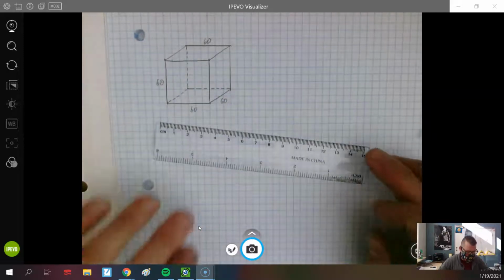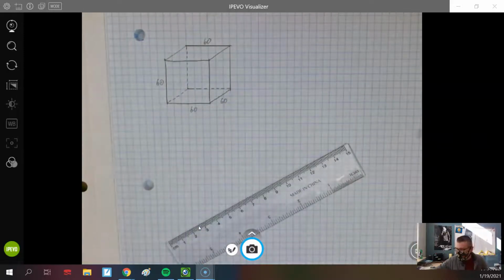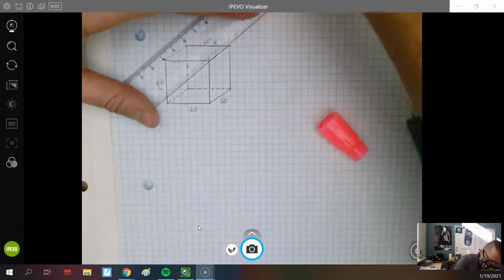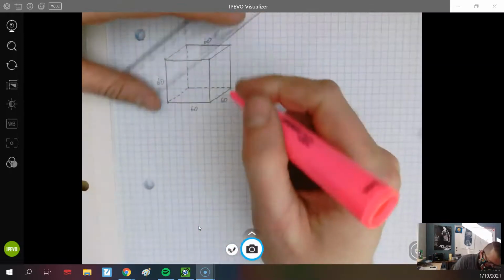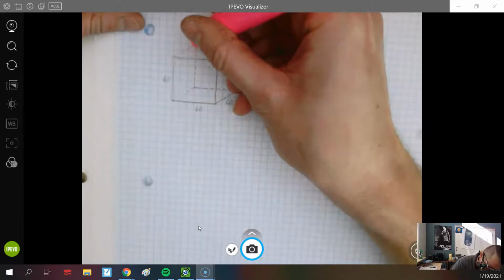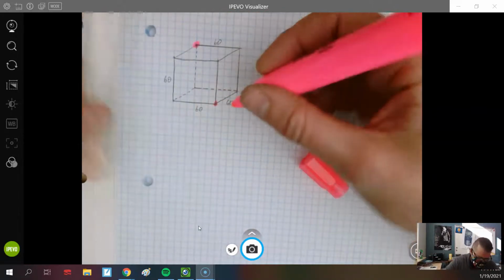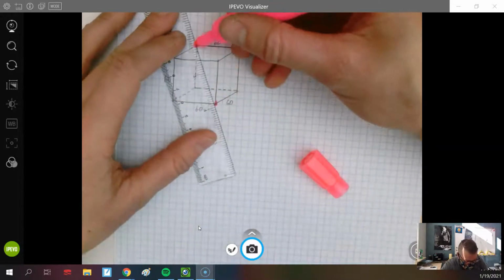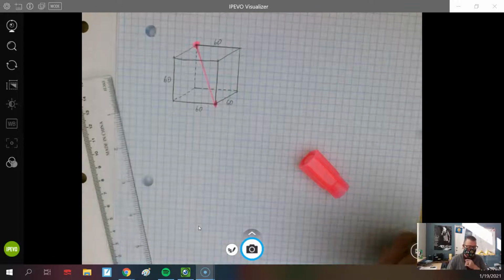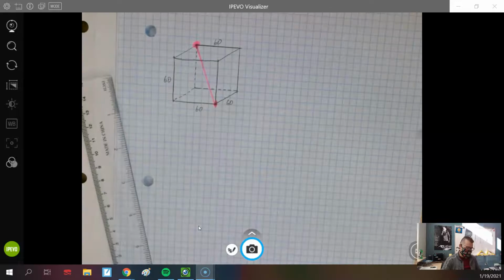So for anyone missing class this week, they now ask us for the length of the diagonal of the box. I'm going to do this with a highlighter because it's kind of hard to see. For drawing purposes, I'm going to draw it from this vertex down to this vertex, from the back corner of the box to the front corner of the box. How long is that? Now, we know just based off reasoning, is that going to be more or less than 60?